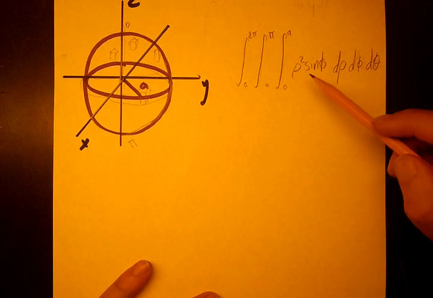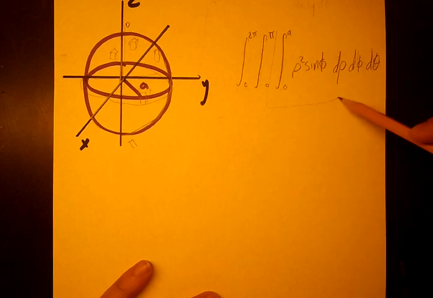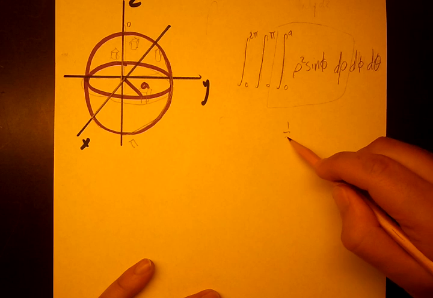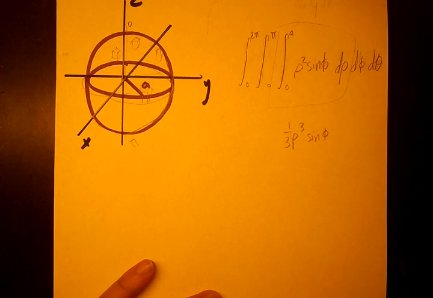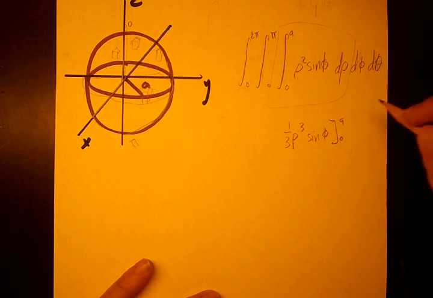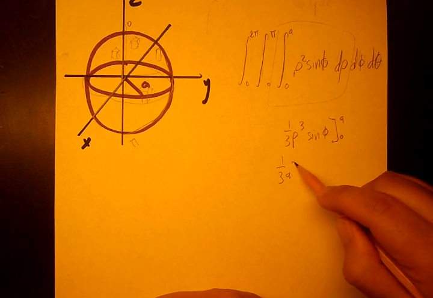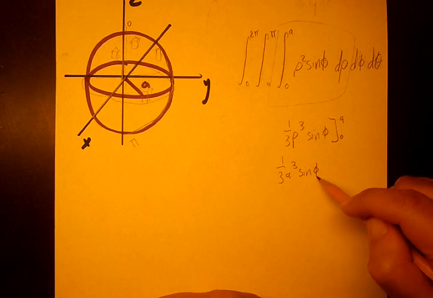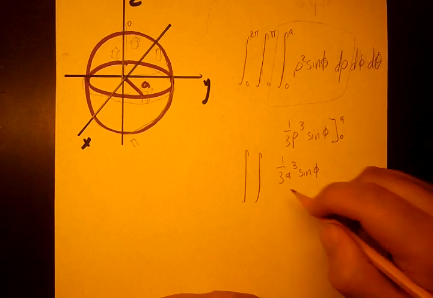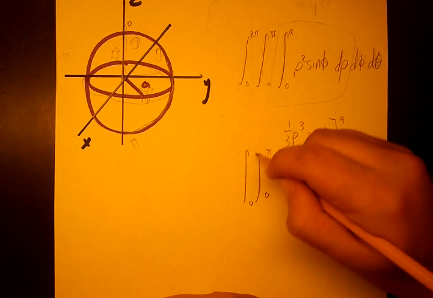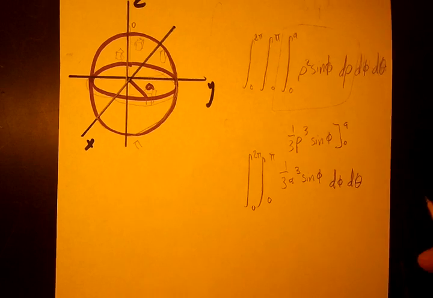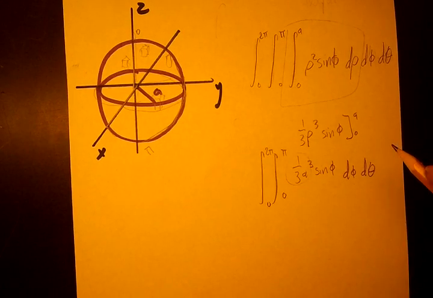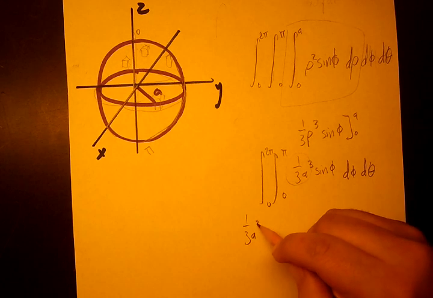So let's start. The first integral, the inside integral, is with respect to rho. So it's going to be 1/3 rho cubed sine of phi, evaluated from 0 to a. So it's going to be 1/3 a cubed sine of phi. And now we have two more integrals to evaluate: 0 to pi, 0 to 2 pi, d phi, d theta. This 1/3 a cubed we can move to the outside because it's a constant. Remember, our radius a is a constant, so we're going to move it to the outside so we don't have to deal with it all the way in there.